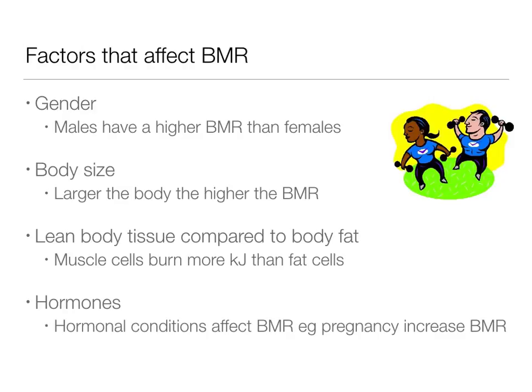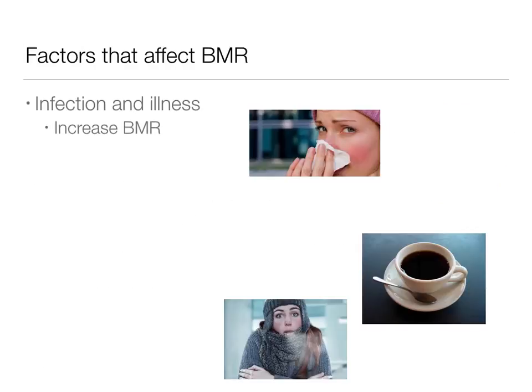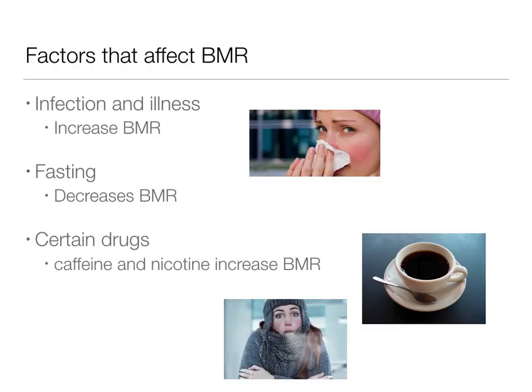Different hormonal conditions can affect BMR, such as is the case in pregnancy. Additionally, infection and illness increase BMR as the immune system is forced to work harder to fight infection. Fasting will actually decrease BMR as the body seeks to conserve energy due to a lowered intake from food. Certain drugs can increase BMR, such as caffeine and nicotine. Cold climate will also increase BMR as the body uses more energy to keep warm.